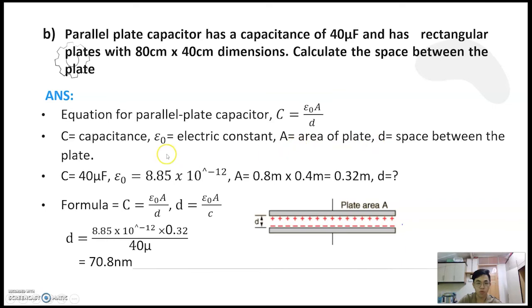From the question we know that C is 40 microfarad, epsilon naught is 8.85 times 10 to the power of negative 12, and A is 0.8 meter times 0.4 meter, equal to 0.32 meter squared. So what is D? From the formula, D equals epsilon naught times A over C. So D equals 8.85 times 10 to the power of negative 12 times 0.32 over 40 micro. The answer is 70.8 nanometer. That's all for my presentation.